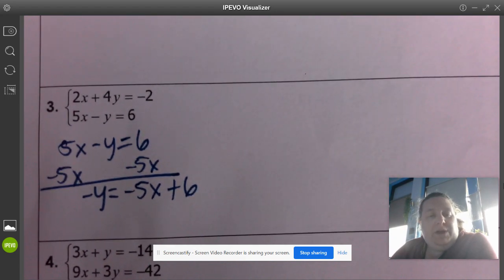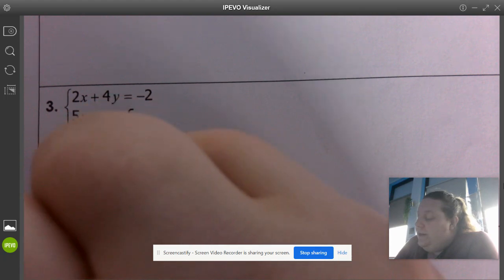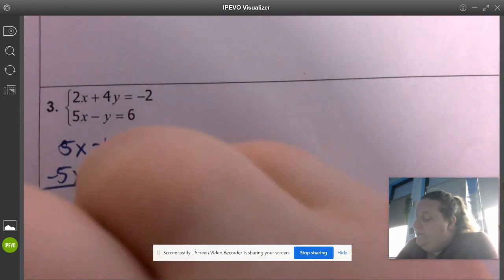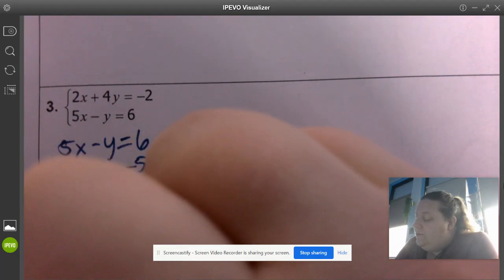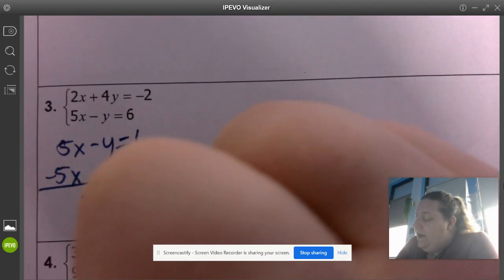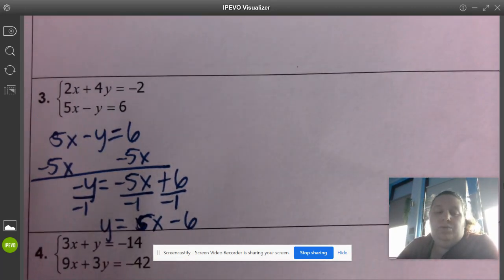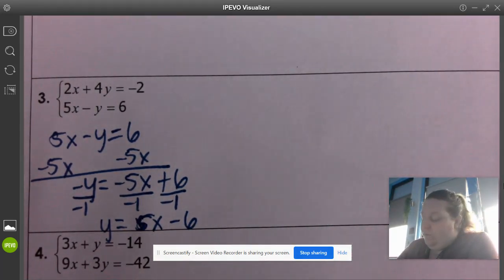Now we have to be careful here. We're not done. I want just y. I don't want negative y. So I divide everything by negative 1 to get y equals 4x minus 6. Okay, so that's the equation I'm going to use to solve for y and x.